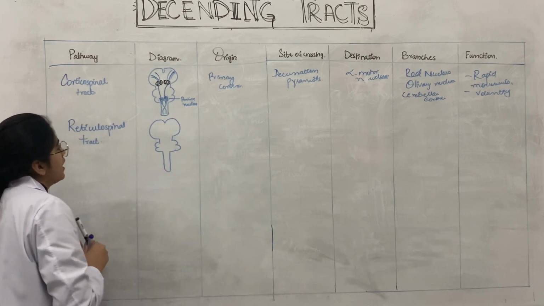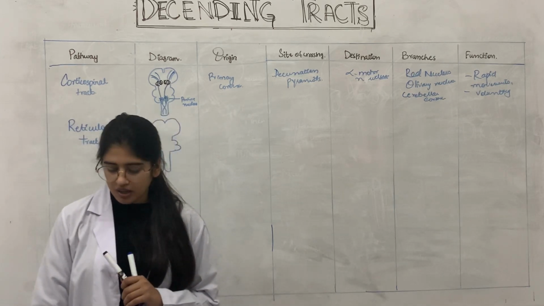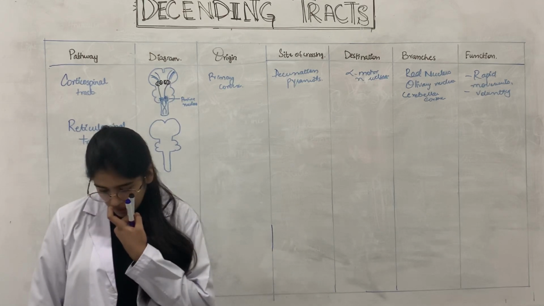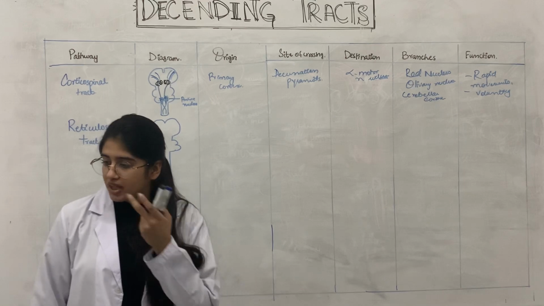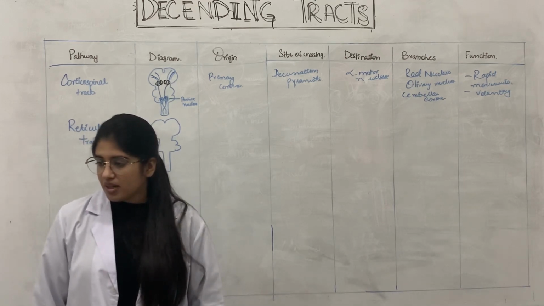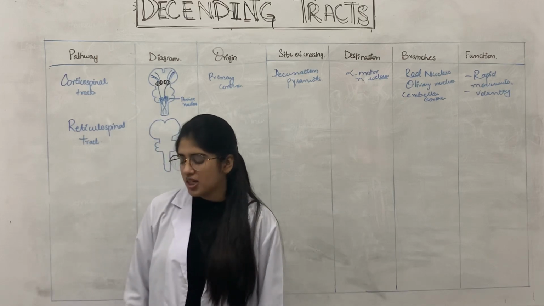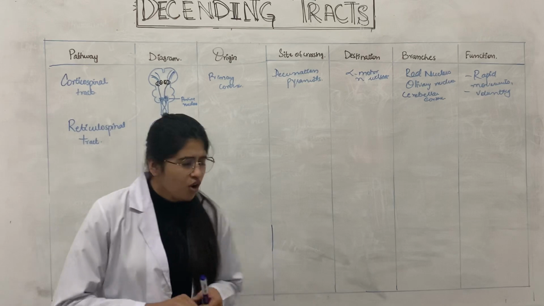Okay, this is just like the corticospinal tract, but the reticular formation would be forming in the reticular region. You remember we were talking about the reticular formation, that was in the pons and the medullary region. That's why this is giving the innervation over there.